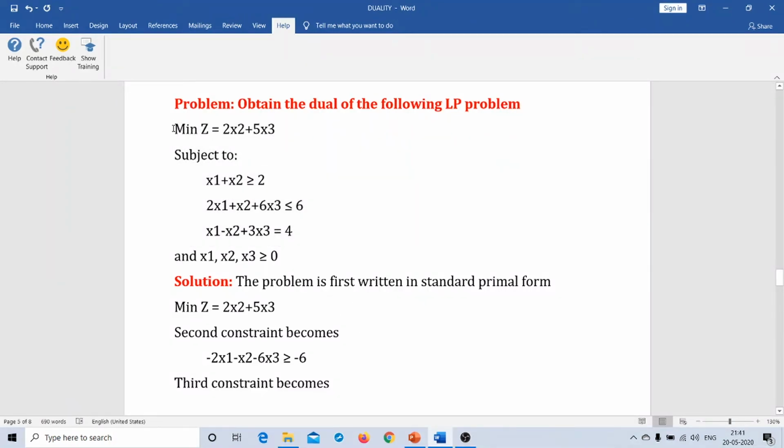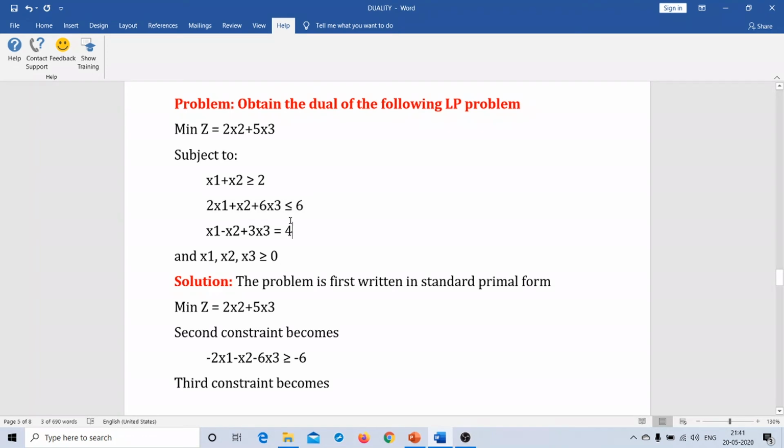So I'll have this minimization, no doubt about it, right? Now I have the first constraint greater or equal to, so no problem, I don't need to change this. But look at my second constraint.